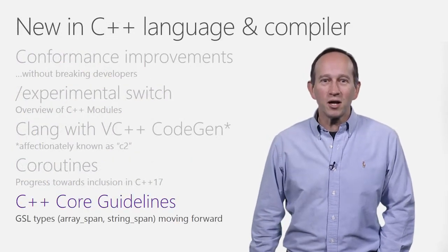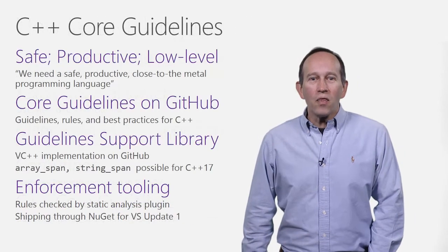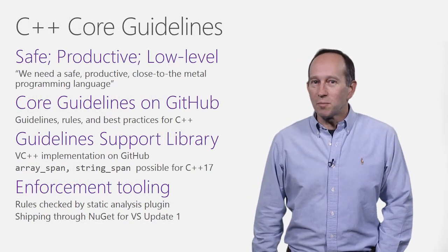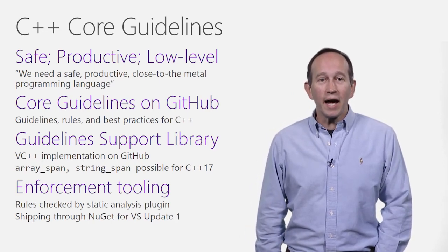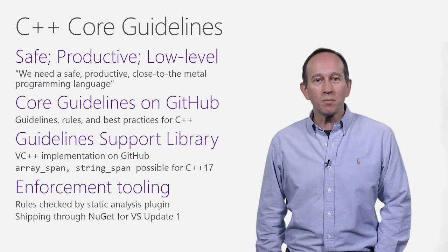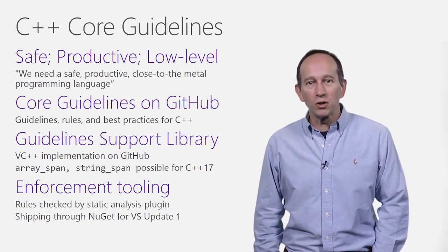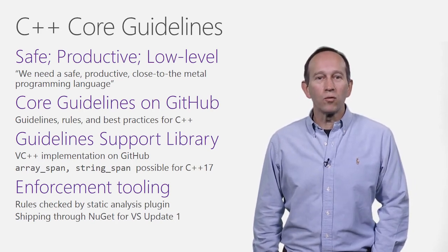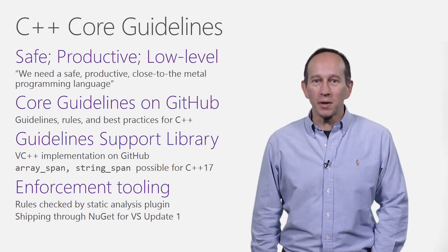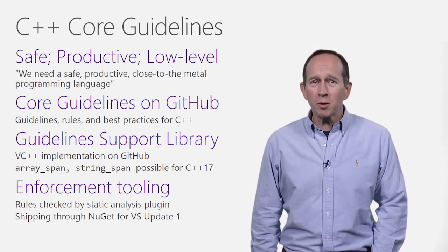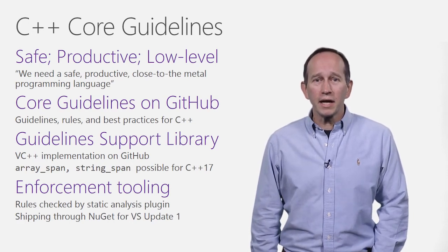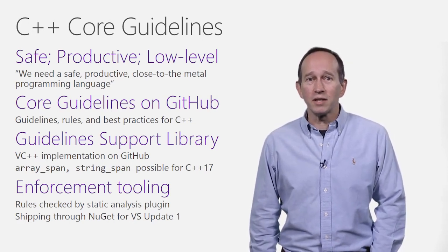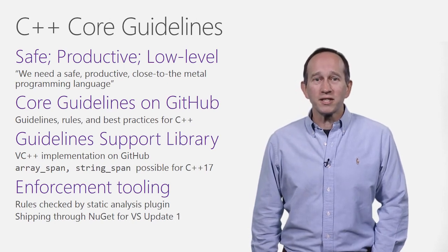Last up is the C++ Core Guidelines. They were one of the main topics at this year's CppCon. Bjarne Stroustrup announced them in his keynote. They're a way to help make C++ into a safe and productive, but still close to the metal programming language. We're doing a lot of work at Microsoft to help make this cross-company effort successful. We've got an implementation of the guideline support library up on GitHub already, and we're working on getting the library changes into C++17. And we've got tools that will statically check your code against the rules and the guidelines.